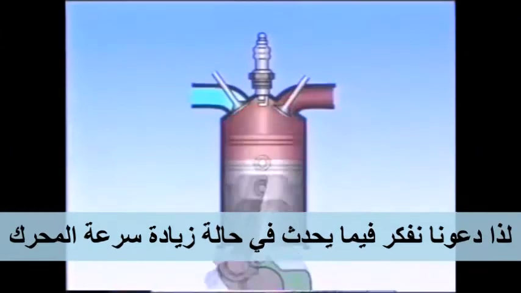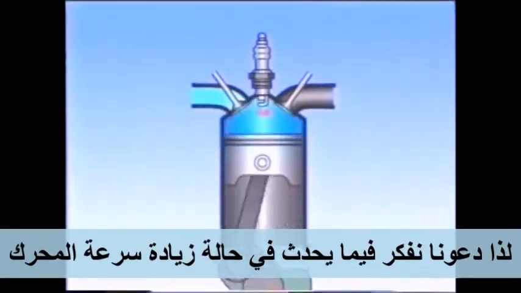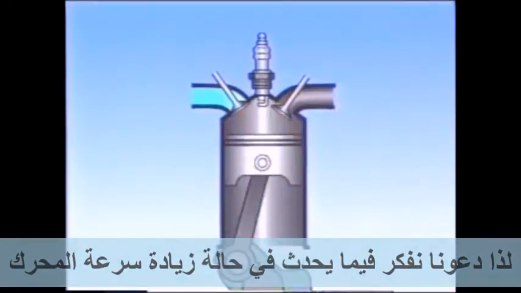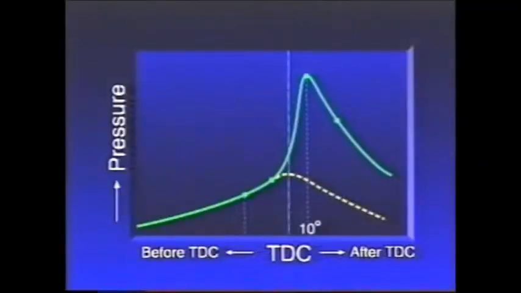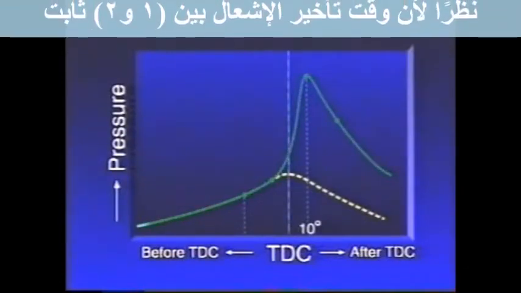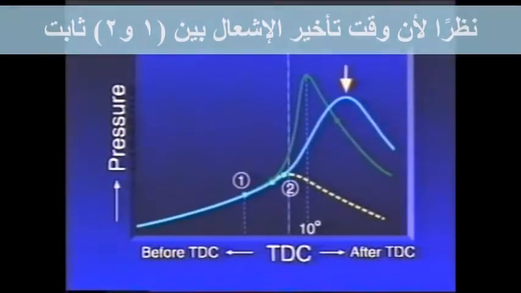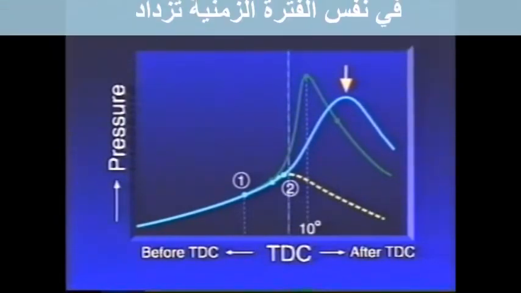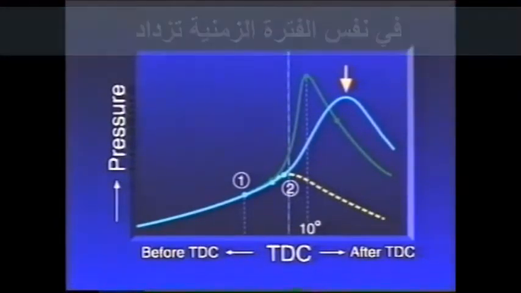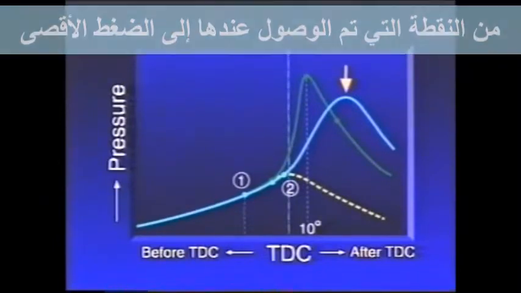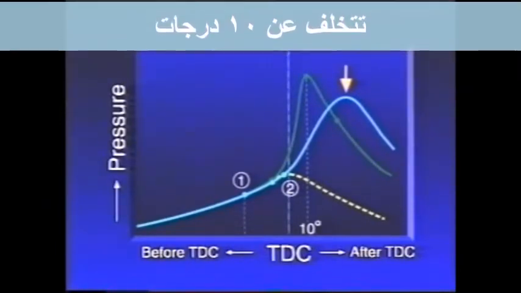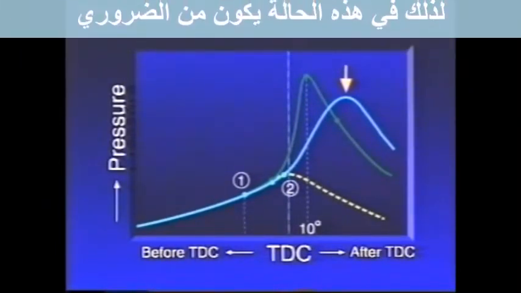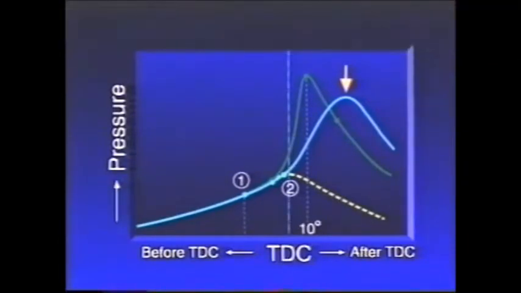So let's think about what happens if the engine speed increases. Because the ignition delay time between 1 and 2 is constant, the angle through which the crank rotates in the same period of time increases. The point at which maximum pressure is reached lags behind 10 degrees. So in this case, it is necessary to advance the ignition timing.